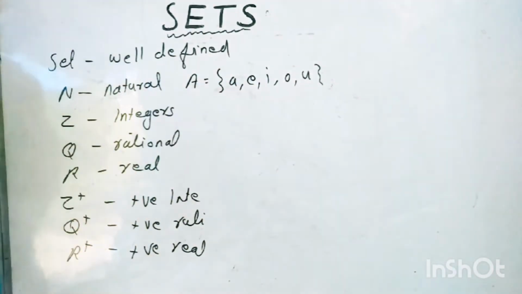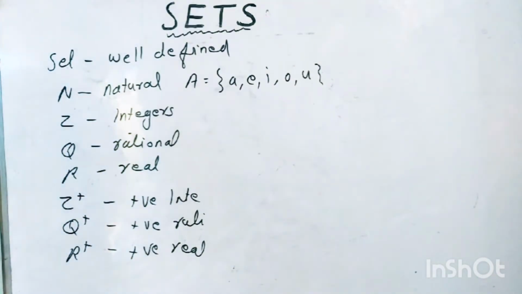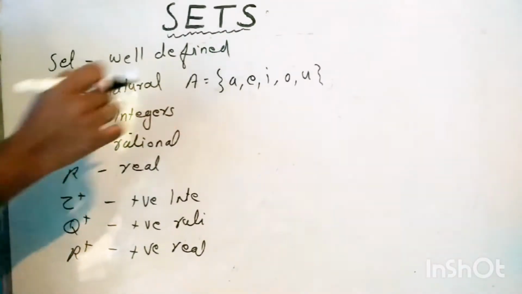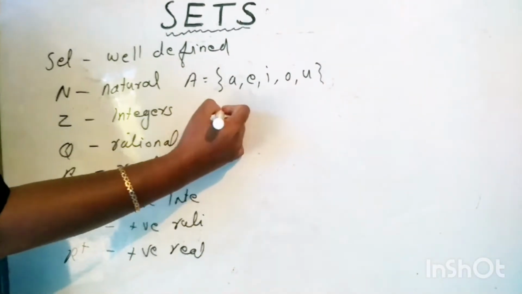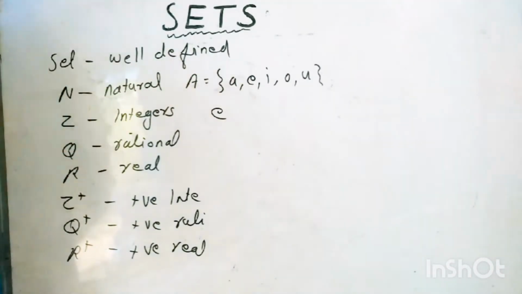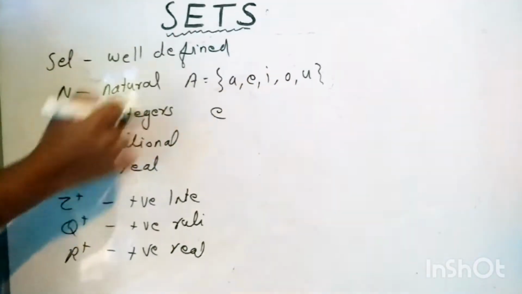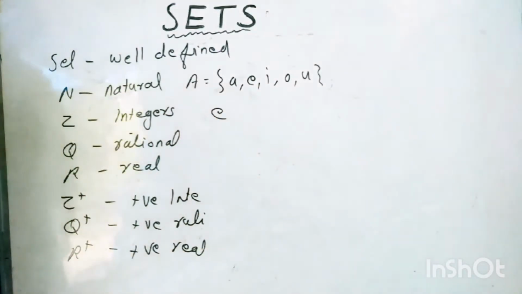Capital letters denote sets, and the elements are represented by small letters. The elements may be numbers, words, or letters, depending on the nature of our set. Now, in this set, we can see that E is an element of the set capital A.